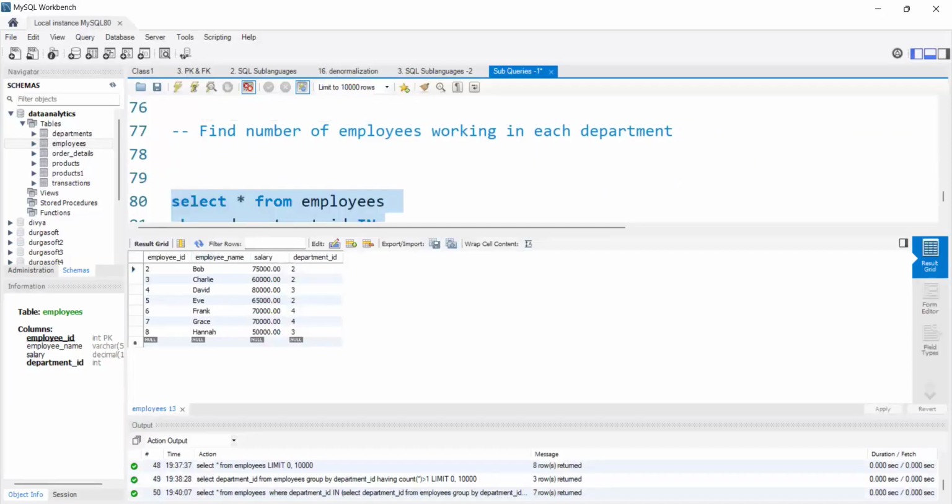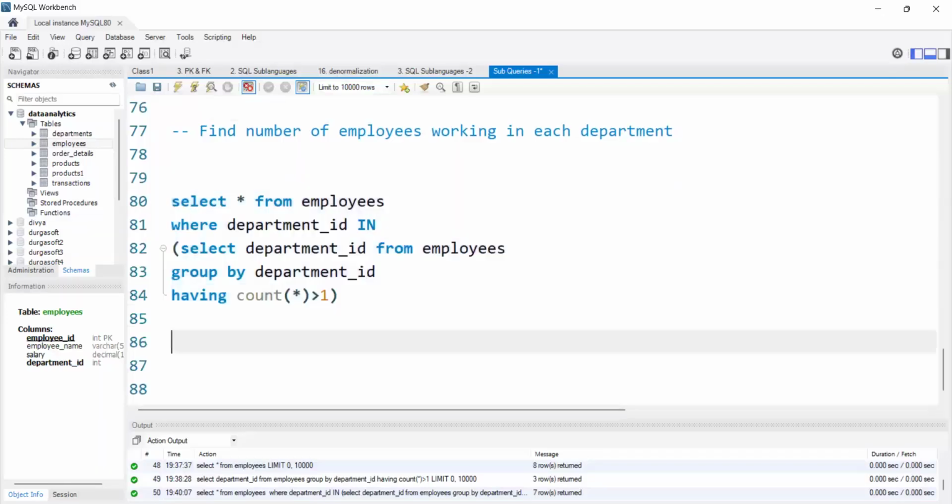See, as I used asterisk here, I got all my data. This is my employee names, this is the salary, and this is the department IDs. 2, 2, 2, 3, 3, 4, 4. That means in department IDs 2, 3, and 4, I have more than one employee working, correct? I hope I'm clear.